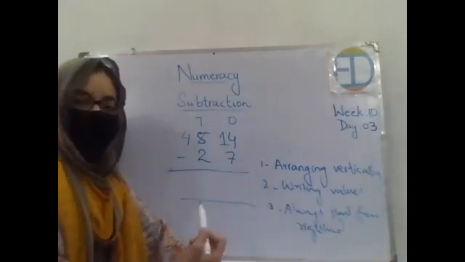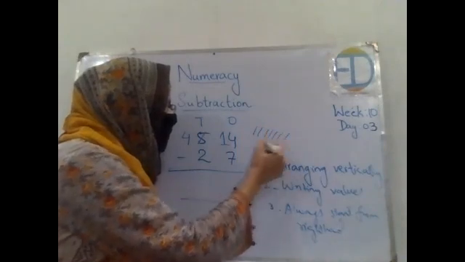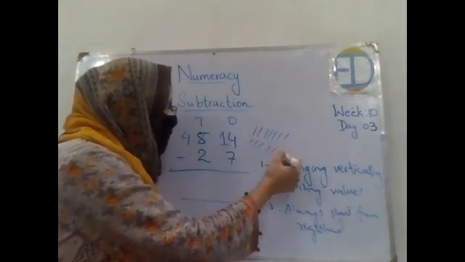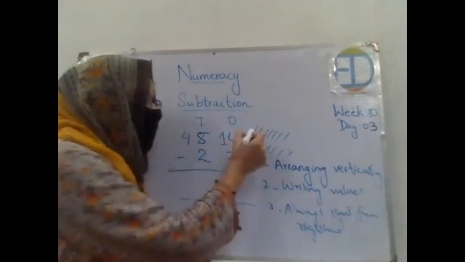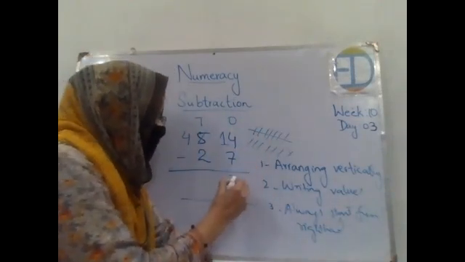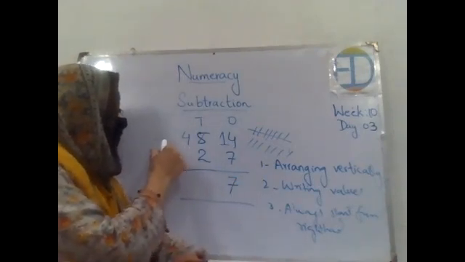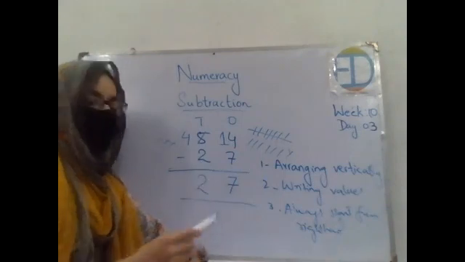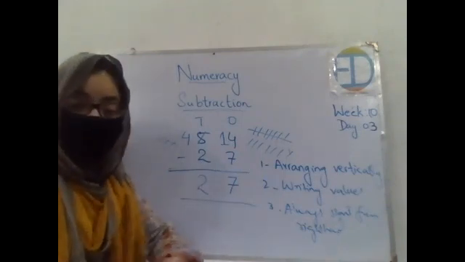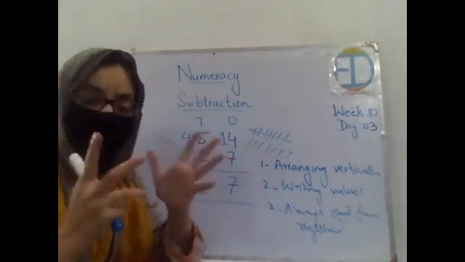Now 14 minus 7. So draw 14 lines over here. Now subtract 7 from it. How many of them are left? 7. So the answer is 7. Then 4 minus 2, 2. So the answer is 27. Got it? This was another question with borrowing.